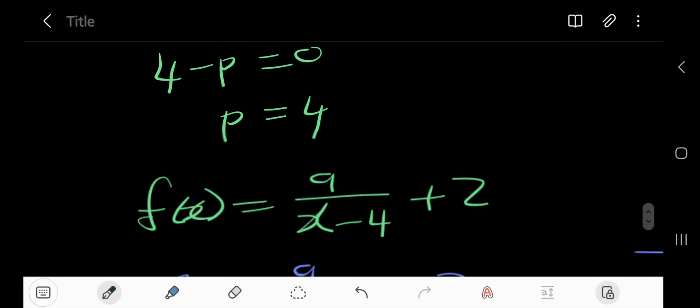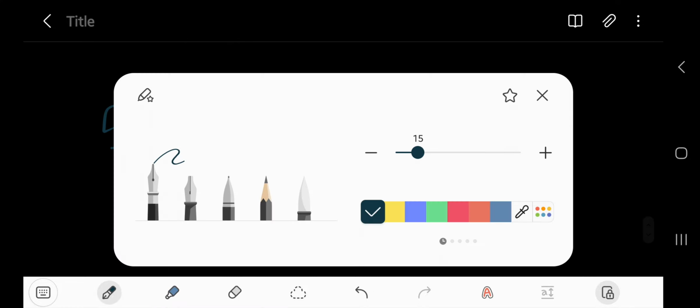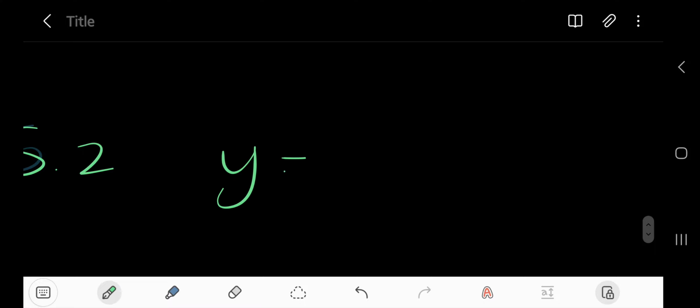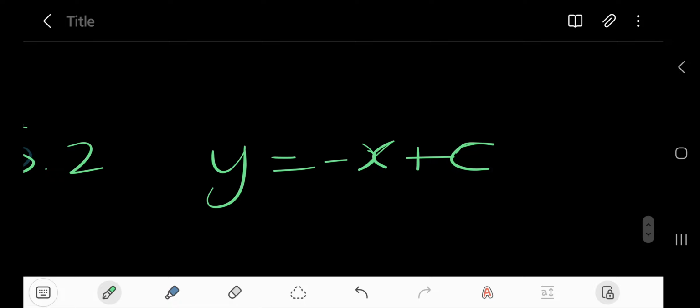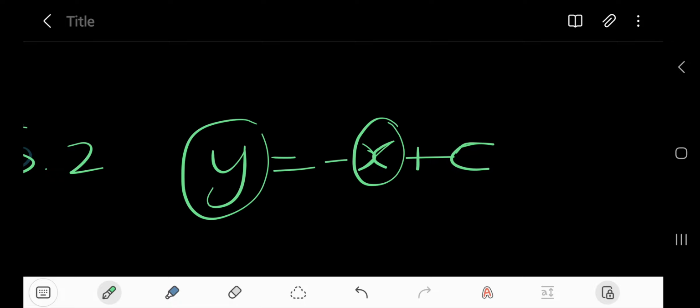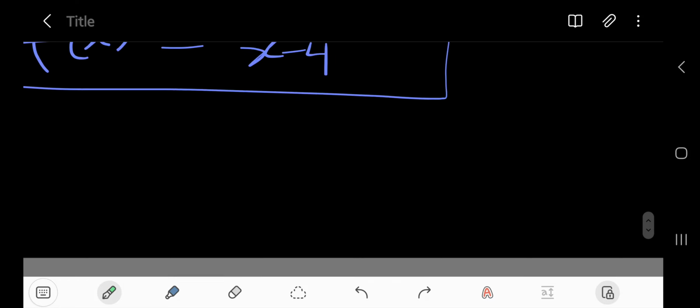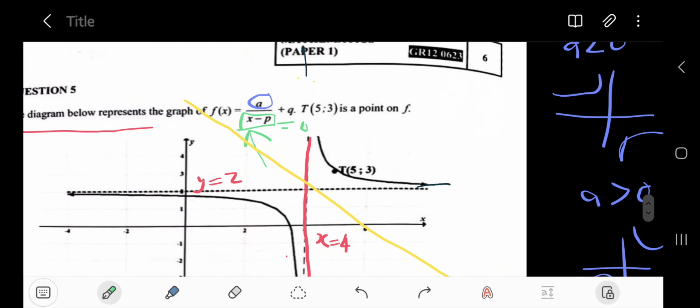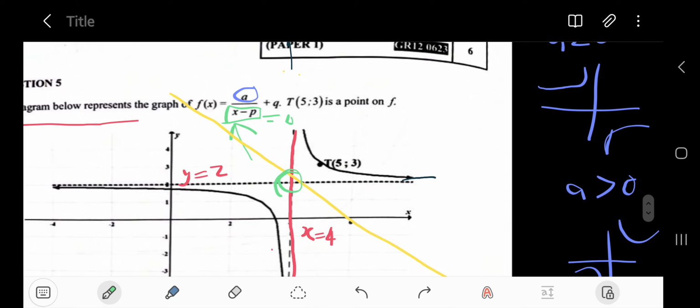Let's go do it. Then let's go to 5.2, right? Let me use a different color. So 5.2, y is equal to negative x plus c. So they want the value of c. And remember, guys, these values, the x value and the y value, we get from the point where our axes of symmetry meet. Look at this, guys. What I mean by this is, look at this point here, which is where the horizontal asymptote meets with the vertical asymptote.